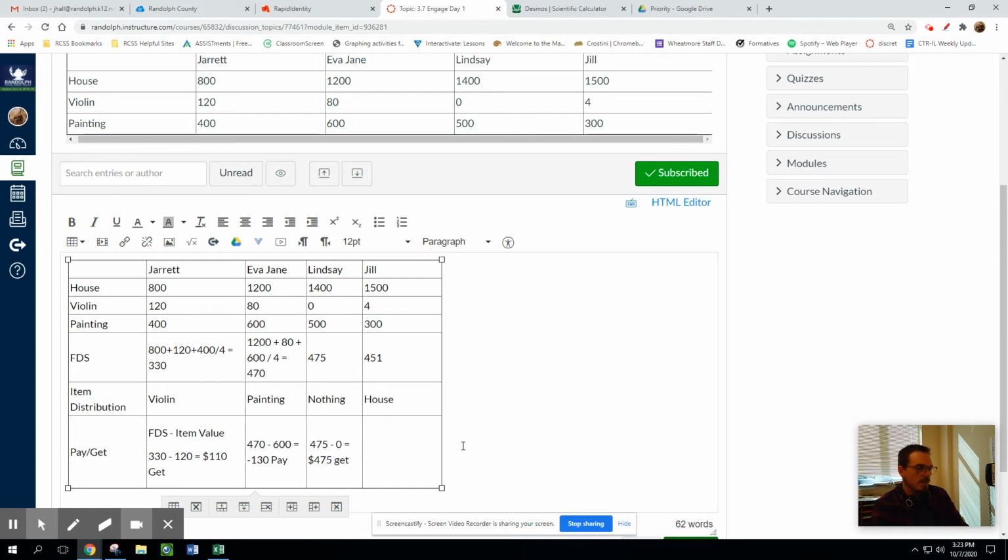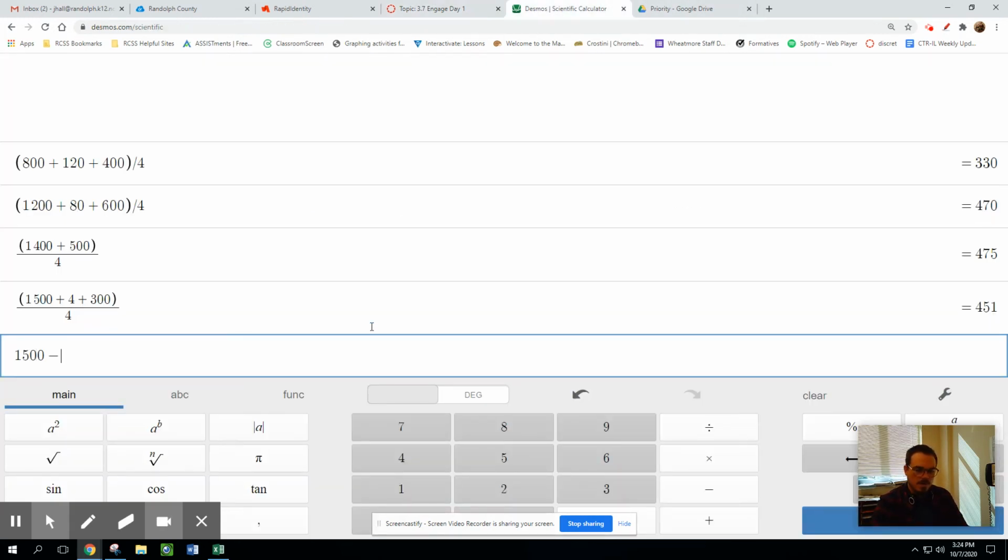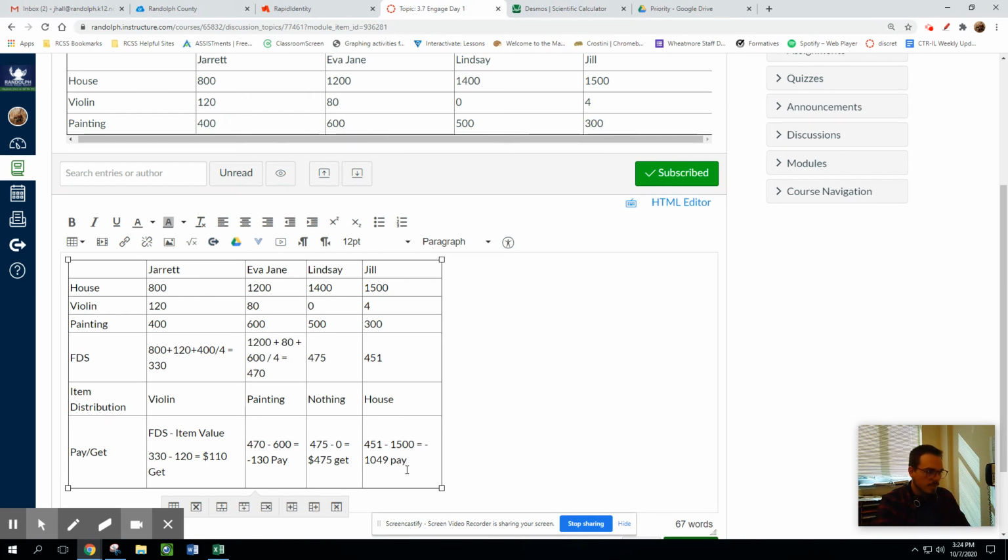And then Jill got the house, which was 1,500. So her fair dollar share, 451 minus 1,500. That's a pretty big negative. 1,049. And that's a pay. Let me make sure I did that mental math because I feel like I'm having a brain fart right now. It's always best to check when you have a brain fart. So, yeah, 1,049. And that's a pay.